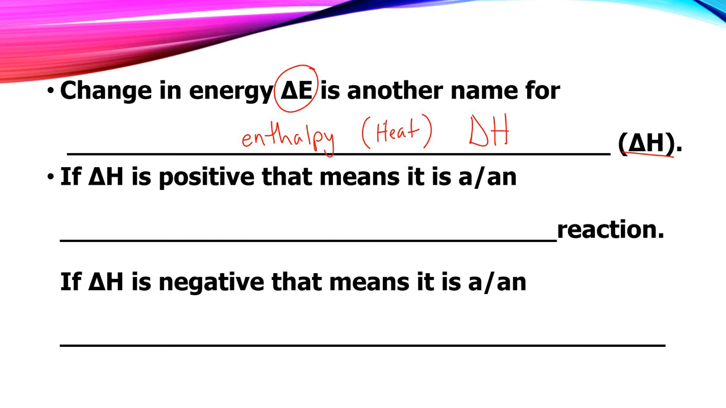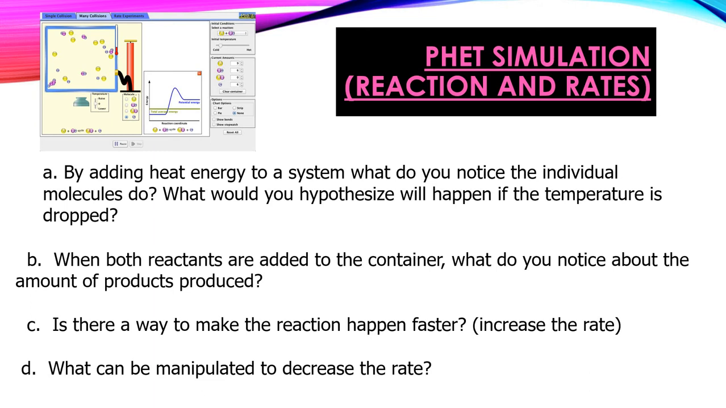Okay, if delta H is positive, it means it's what type of reaction? I had to add heat in, which means endothermic, because it's working with the enthalpy. If it's negative, it's exothermic. Isn't that like exergonic, like a general term? Yes, because that can include light, it can include sound, it can include anything. Okay. That's energy.